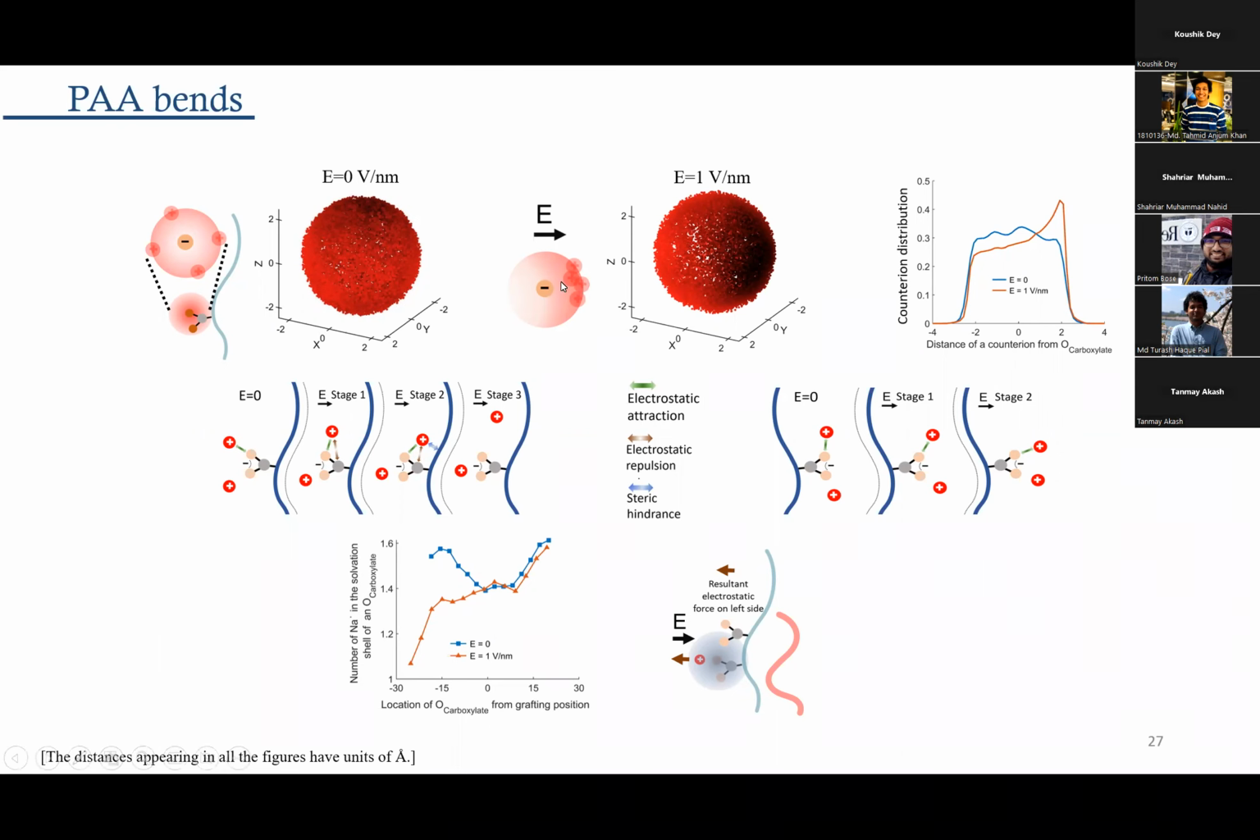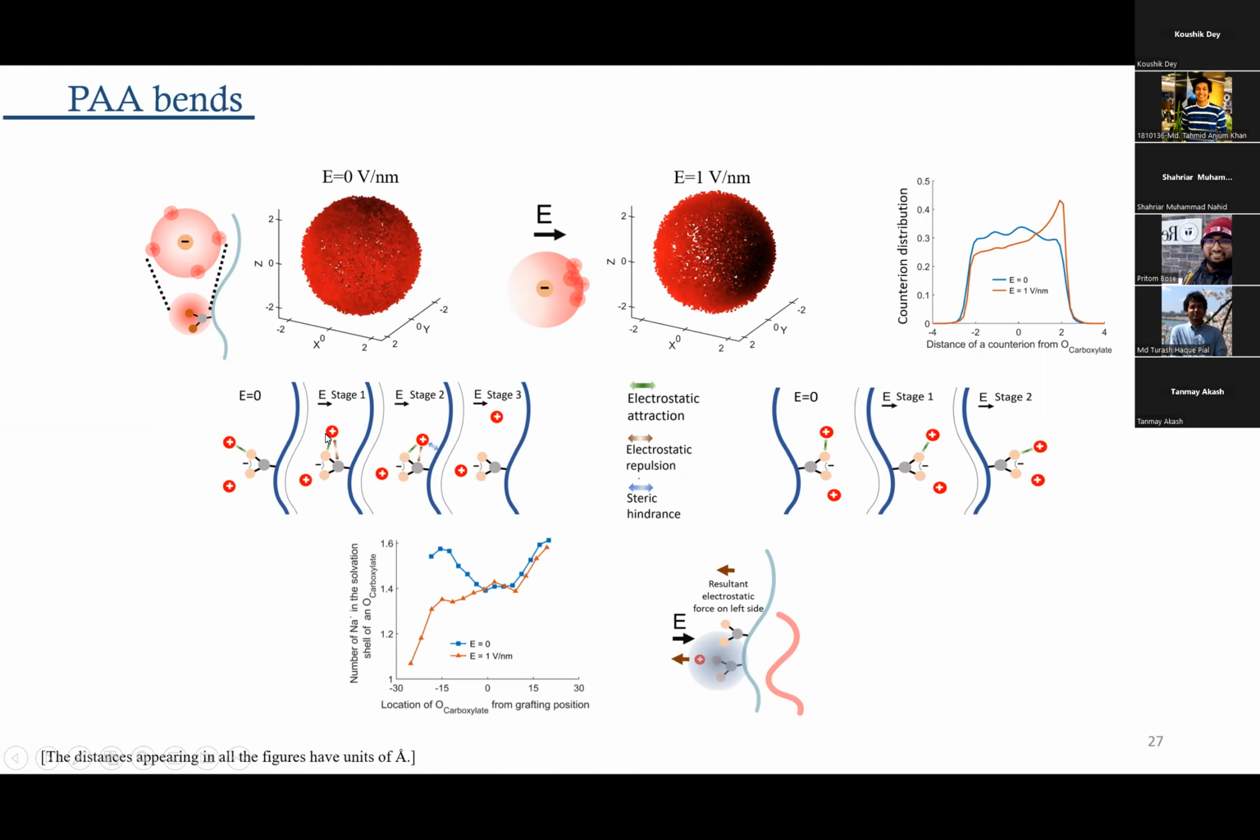And if the force is high enough, this counter ion can leave the solvation shell, right? So this counter ion can leave the solvation shell if the electric field is high enough. When I checked it, my study showed that when you apply an electric field, let's say these counter ions are uniformly distributed.